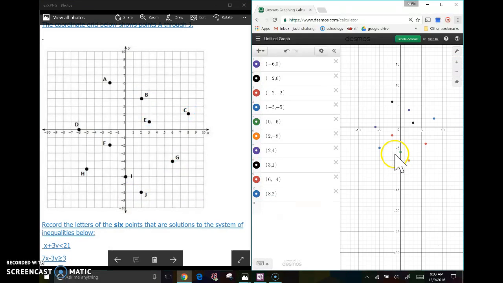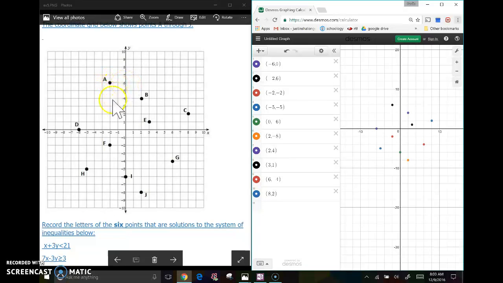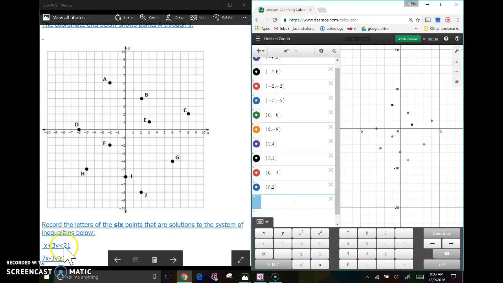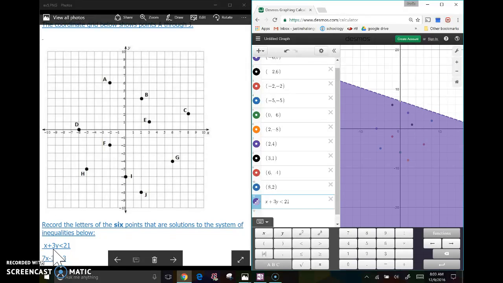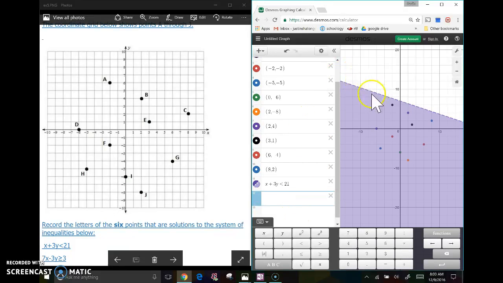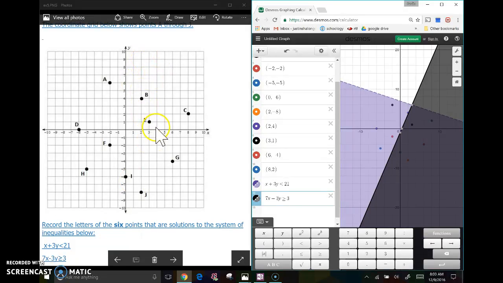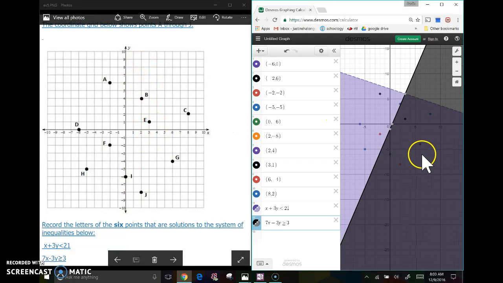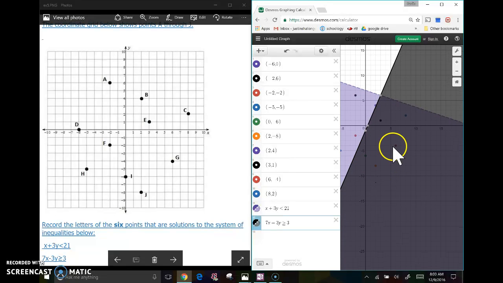So we have 5 solutions, 1, 2, 3, 4, 5. Example number 2, so you can see the points are the same, and I'd verify the points if I was typing them in again, but I know that they're the same. So we got x plus 3y is less than 21. You can see there we've got a dashed line, so the points on that line are not included. And then for the second line, we've got 7x minus 3y is greater than or equal to, so I have to type in the equal sign after 3. And so the solutions here are going to be all the points that fit. So it looks like we've got 1, 2, 3, 4, 5 solutions.